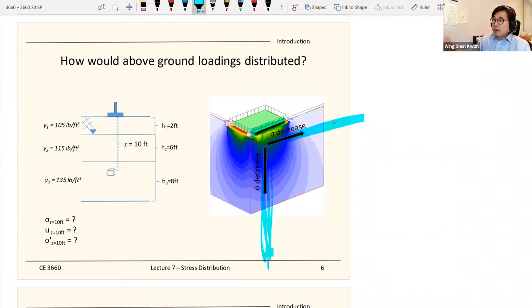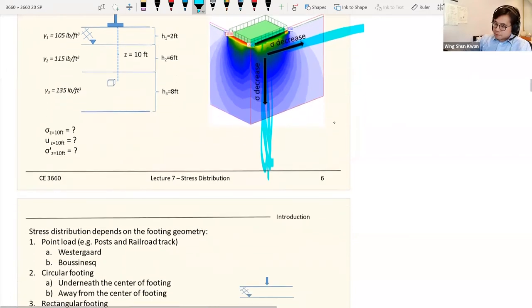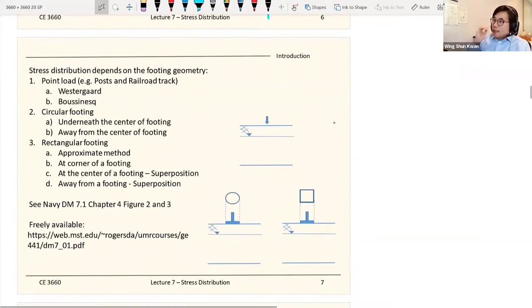The degree we talk about is quite different. You could have almost 100% of it, or if you go down and go away, it could become close to zero. For this topic, the whole thing is actually quite complicated. For this class, as your very first geotech class, what we try to do is just look at three very simple scenarios to start with.